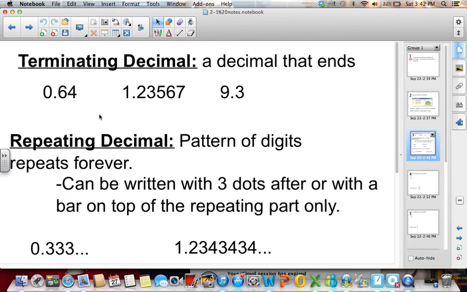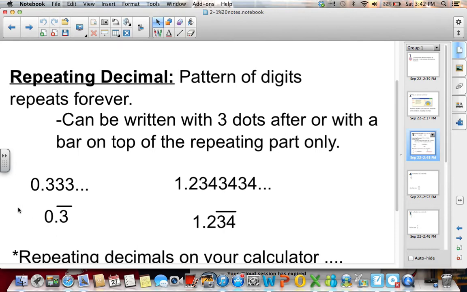Okay, a terminating decimal. And just a reminder that you should have your vocab sheet out. You can already write down rational number that we just talked about, and then here's a couple more vocab words from your sheet. So write these in as I'm talking about them. A terminating decimal is a decimal that ends. So 0.64, 1.23567, 9.3, you can see that they have an ending.